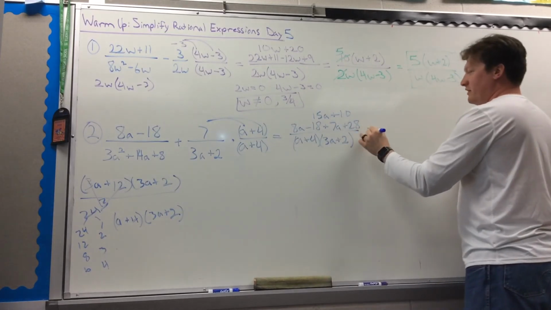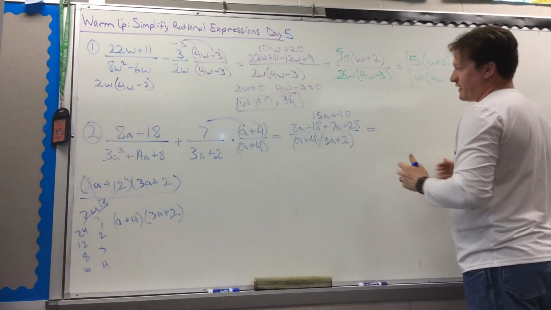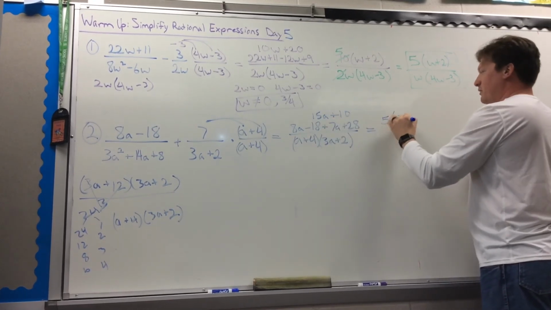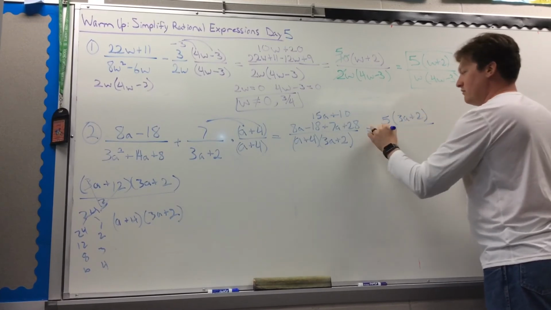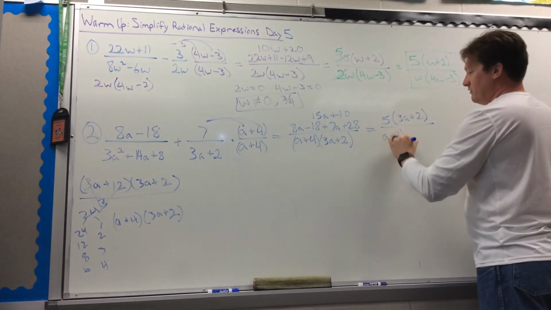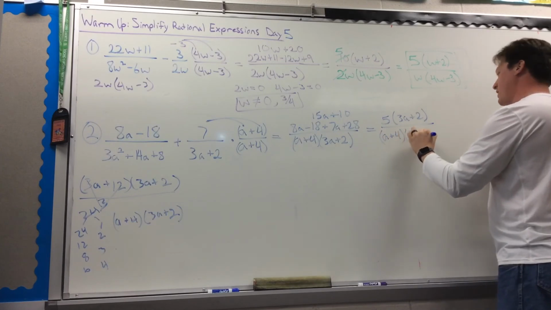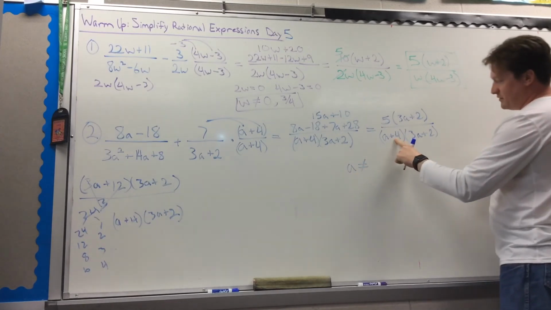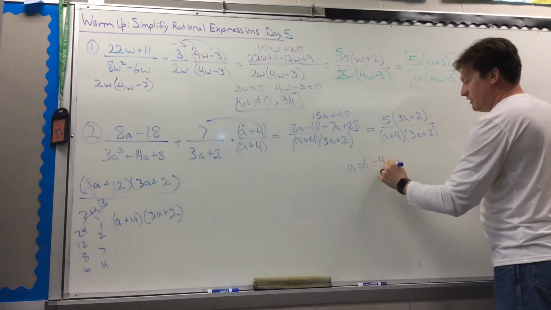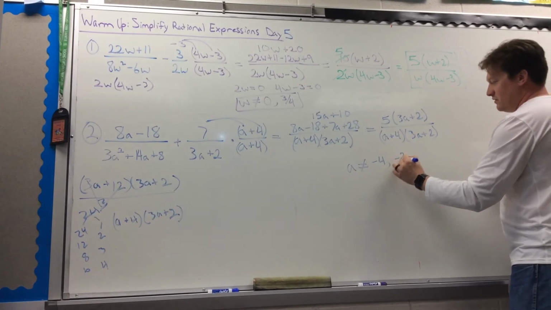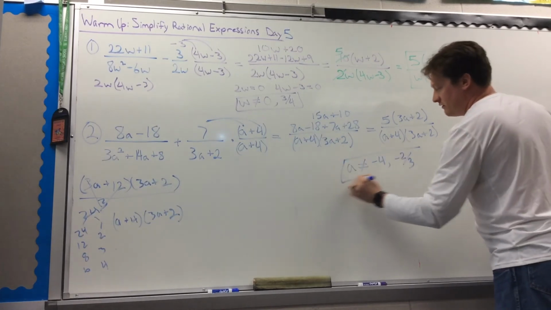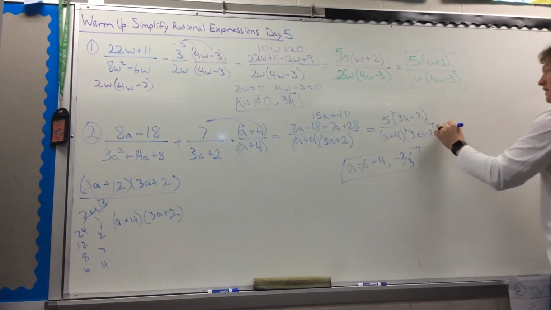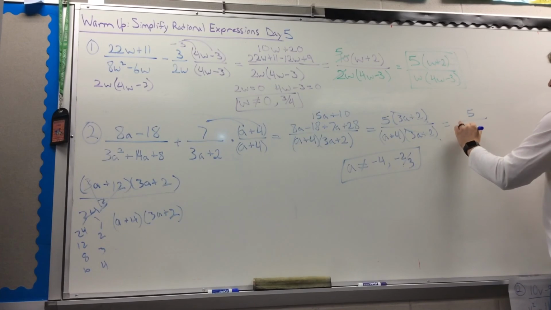So writing it all as a factored form, we can take a 5 out of this one, which leaves me with 3a plus 2. We have a plus 4 over 3a plus 2. Find our restrictions. A cannot equal the opposite of that, which is negative 4, and the opposite of this one, which is negative 2 over 3. You go ahead and cancel things out. 3a plus 2 cancels, and I'm left with 5 over a plus 4.